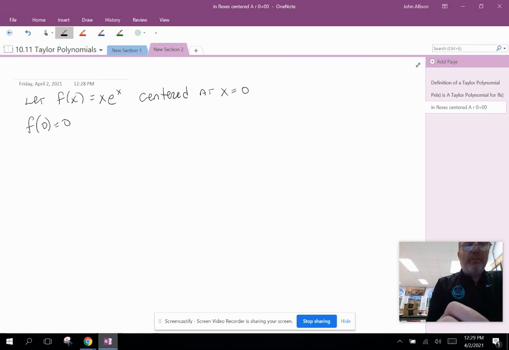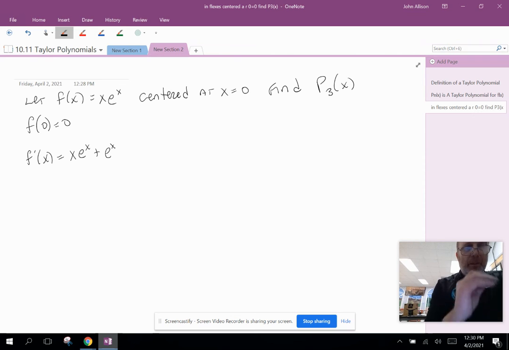Then we need to calculate the first 3 derivatives. So we're looking for p sub 3, the third degree Taylor polynomial. So we want to find the first 3 derivatives. Now look, we're going to have to use the product rule here. So f prime of x is going to equal x times the derivative of e to the x plus e to the x times the derivative of x, which is just 1. And then f double prime of x is going to be the derivative of this.